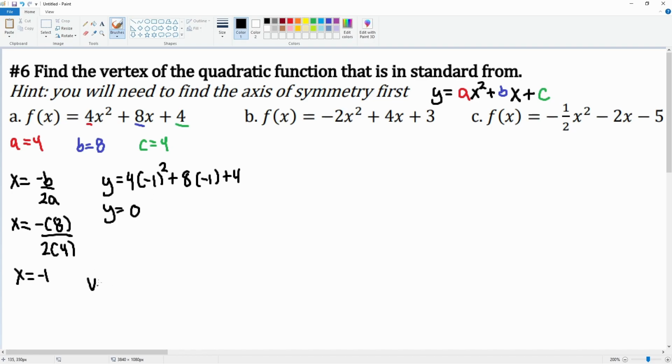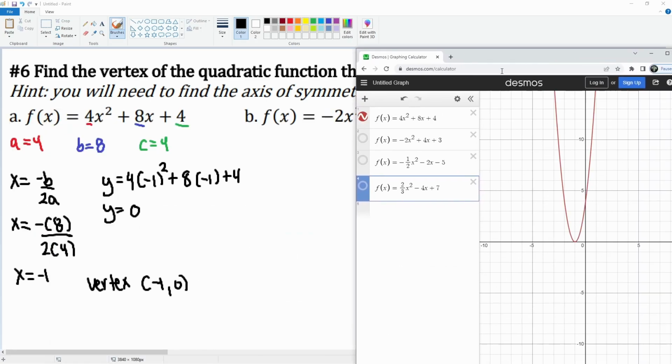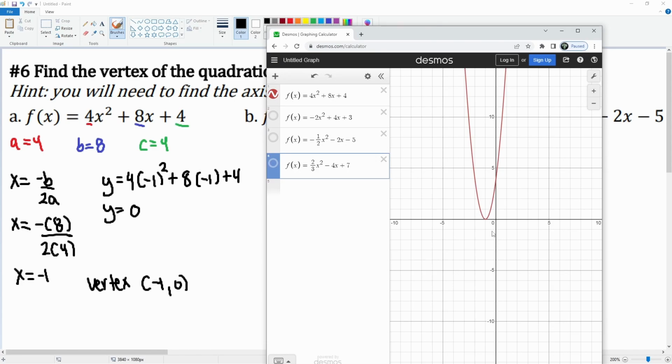Once you have this, you can say that the vertex is the point negative 1 comma 0. If you want to check, I have the graph here already for you. And notice if I select the point right here, which is where the vertex is, it is at negative 1 comma 0.